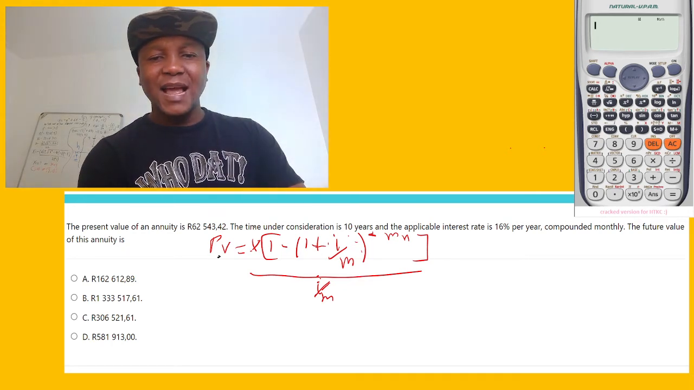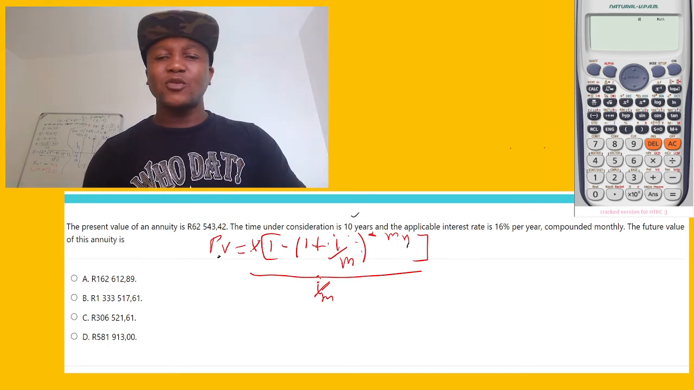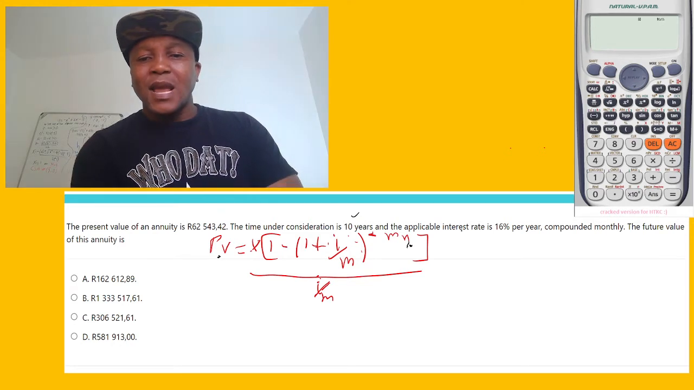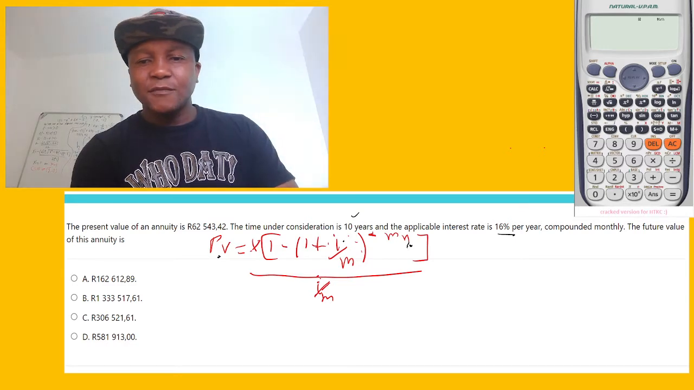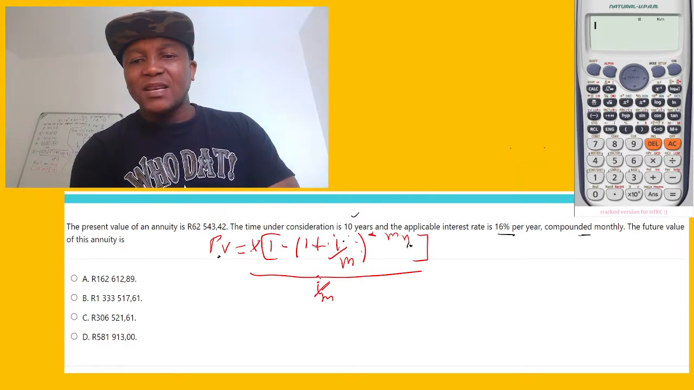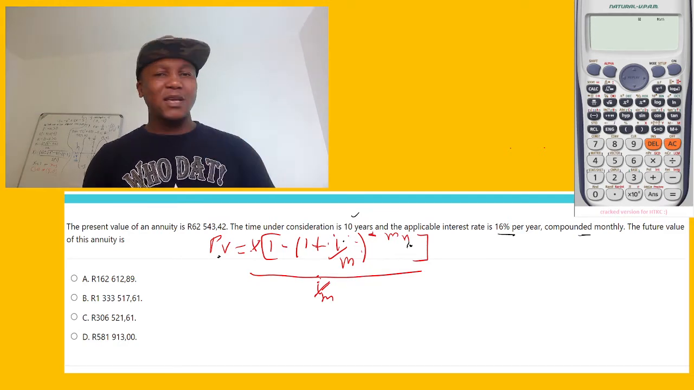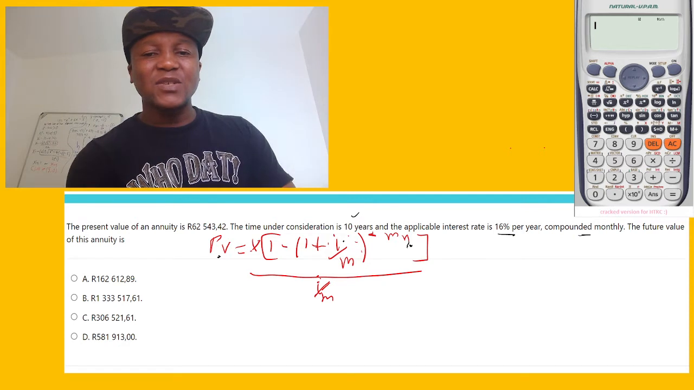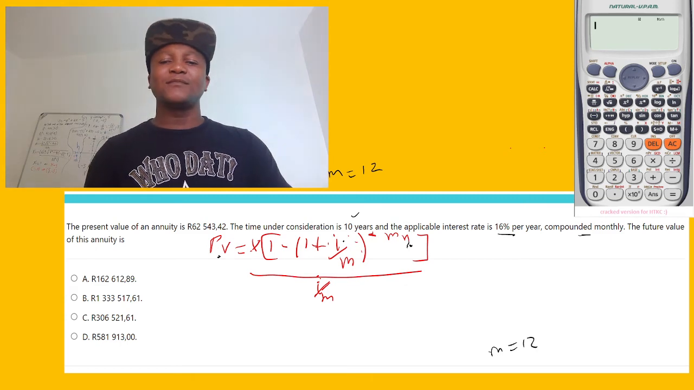Now, they say the time under consideration is 10 years. So our time N equals 10 years. Time represents the number of years, N, 10 years. And the applicable interest rate is 16. So the interest rate equals 16, compounded monthly. When they say compounded monthly, you ask yourself, how many months in 1 year? In 1 year, we have 12 months. And how it was compounded is represented using the letter M. So M equals 12 because it's monthly.